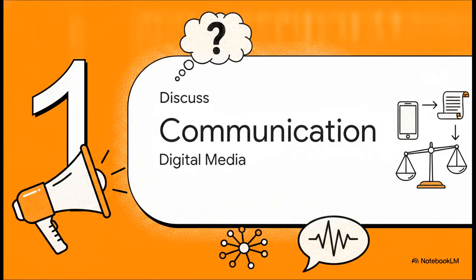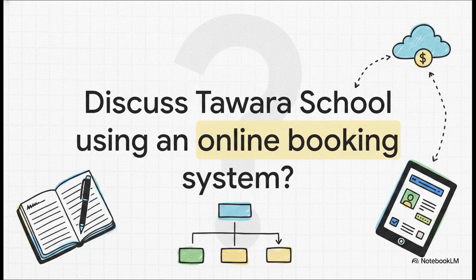All right, Section 1, Communication and Digital Media. This is a massive target for the examiner's tricky discuss questions. Let's actually reverse engineer a real 8-mark past paper question from February/March 2022. It asks about Tower School moving from a manual pen and paper system for concert tickets over to an online booking system. Now, to scoop up all 8 of those marks, you absolutely cannot just list a bunch of random thoughts. You need a solid structure.